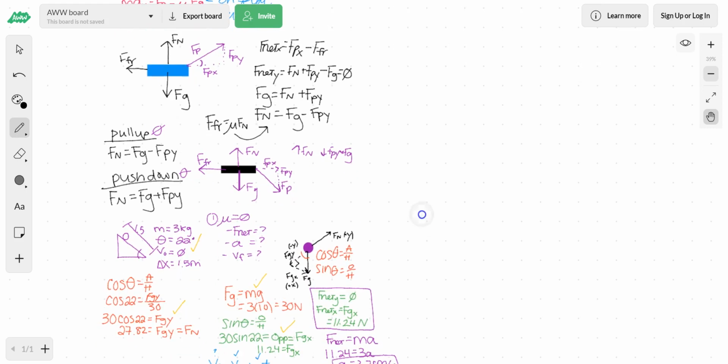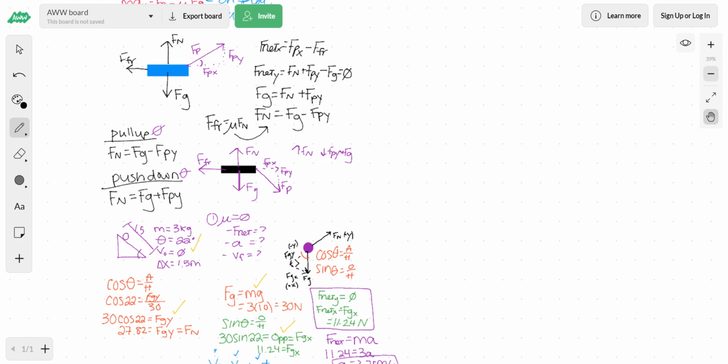So then, normal force, on occasion, is not equal to gravity. Sometimes it's equal to components, like we talked about, Fgy, but other times it can be a combination of Fgy or F pull y and force of gravity. So there are two situations. The normal force is lighter when you're pulling up, and it's greater when you're pushing down.